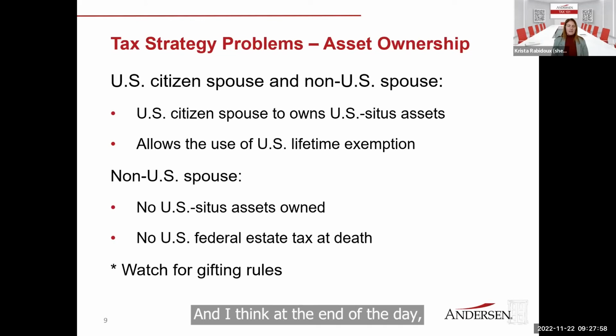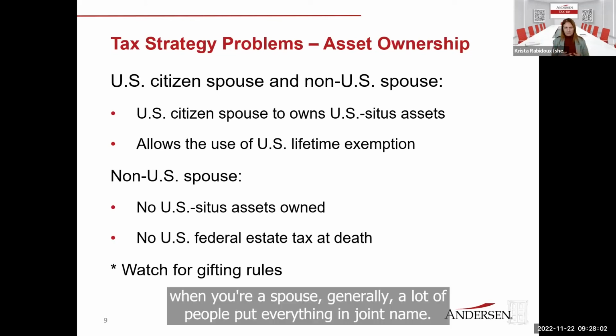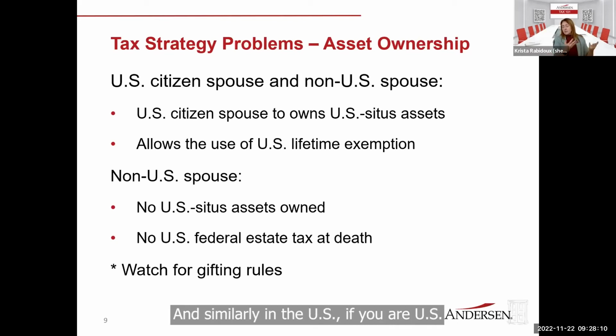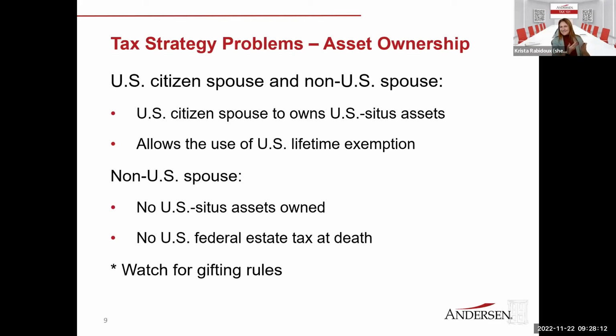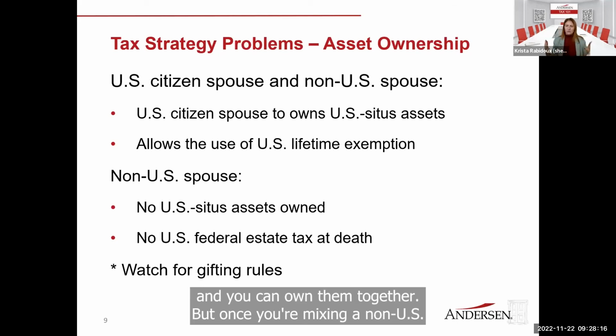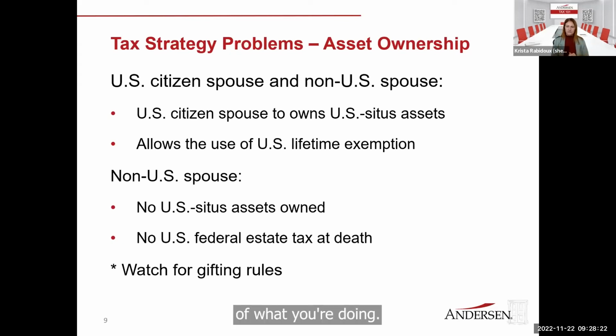Exactly. And at the end of the day, when you're spouses, a lot of people put everything in joint name, and that is a common practice, because in Canada it doesn't really matter. Similarly in the US, if you have two US citizens, it doesn't really matter, because you have joint tenancy and you can own them together. But once you're mixing a non-US and a US person, you really need to be cognizant of what you're doing.